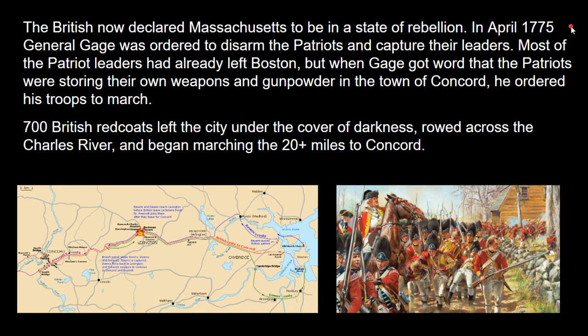The British now declared Massachusetts to be in a state of rebellion. In April 1775, General Gage was ordered to disarm the Patriots and capture their leaders. Most of the Patriot leaders had already left Boston, but when Gage got word that the Patriots were storing their own weapons and gunpowder in the town of Concord, he ordered his troops to march. 700 British redcoats left the city under the cover of darkness, rowed across the Charles River, and began marching the 20 plus miles to Concord. Okay, time for your questions, and I'll see you on the next slide.